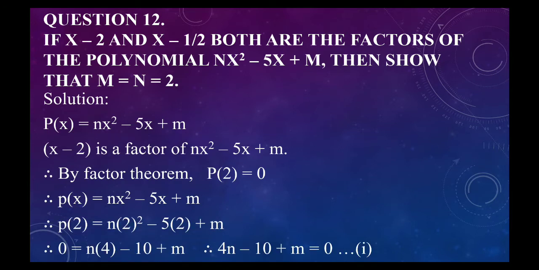Next, p of 2 is 0, and then n into 4 minus 10 plus m. So therefore 4n, we will rearrange it, 4n minus 10 plus m is equal to 0. We will take this as statement number 1. Okay.